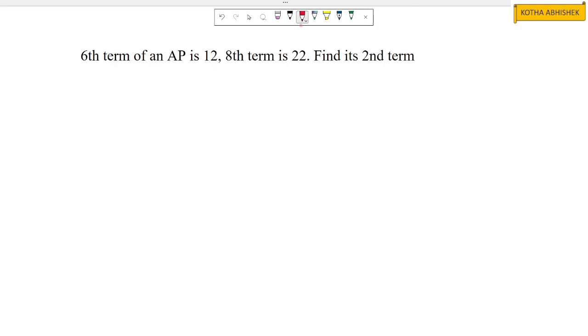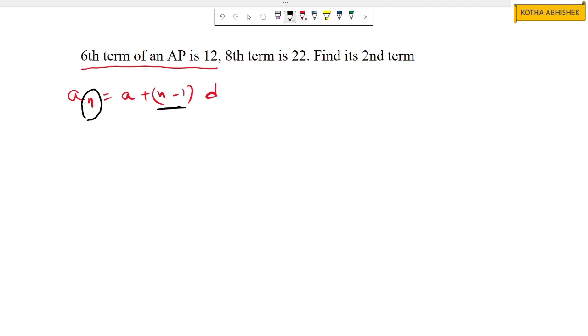Sixth term of an AP is 12. Eighth term of the same AP is 22. Then find its second term. So the first sentence is sixth term of an AP is 12. So we know the nth term formula, that is an equals a plus n minus 1 into d. Now if we observe this formula clearly, nth term is there means we are going with n minus 1. So 1 we will subtract, right?